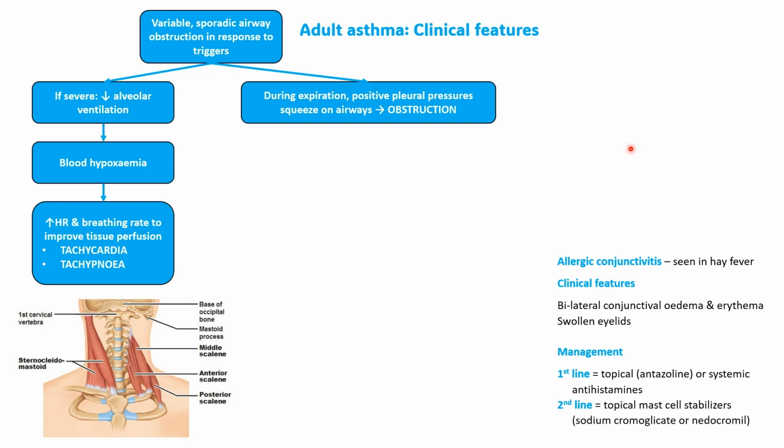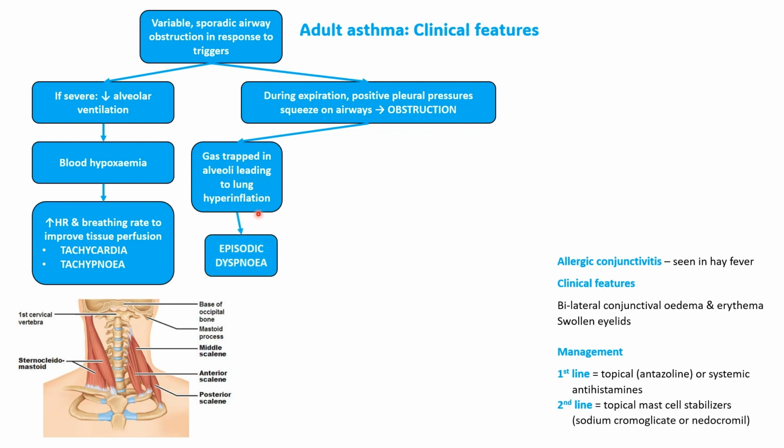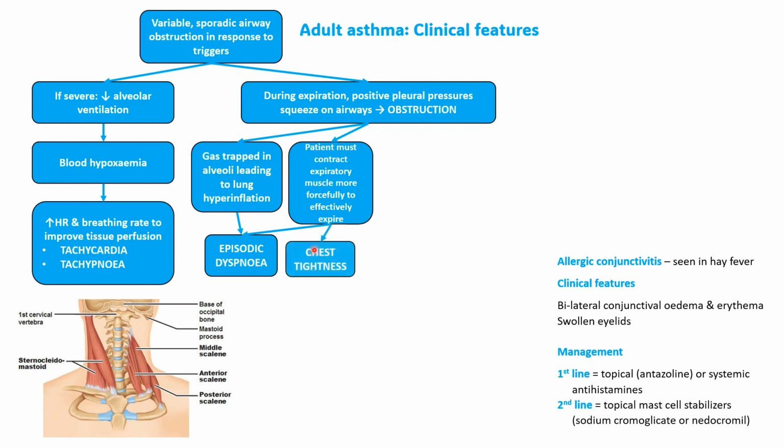Okay, so we have gas trapped in the alveoli, leading to lung hyperinflation. This can cause episodic dyspnea, so shortness of breath. The patient must contract their expiratory muscles more forcefully to effectively expire. This can also contribute to shortness of breath. And also, the patient might report chest tightness, an important thing to ask about in the history.